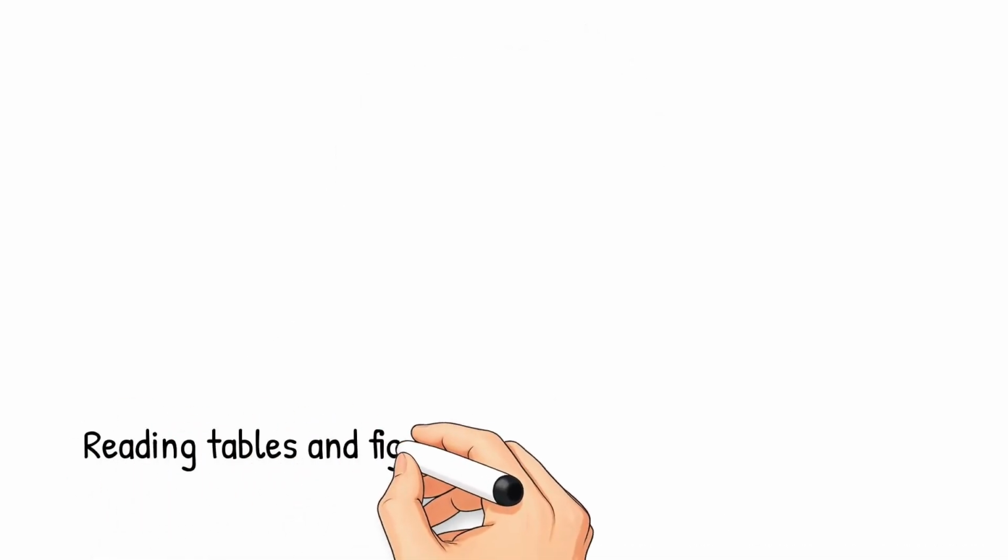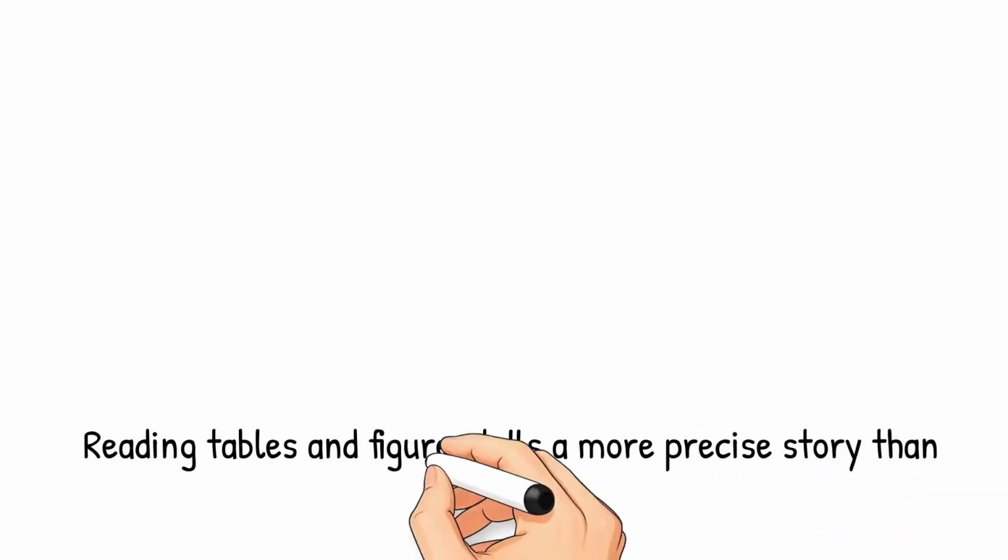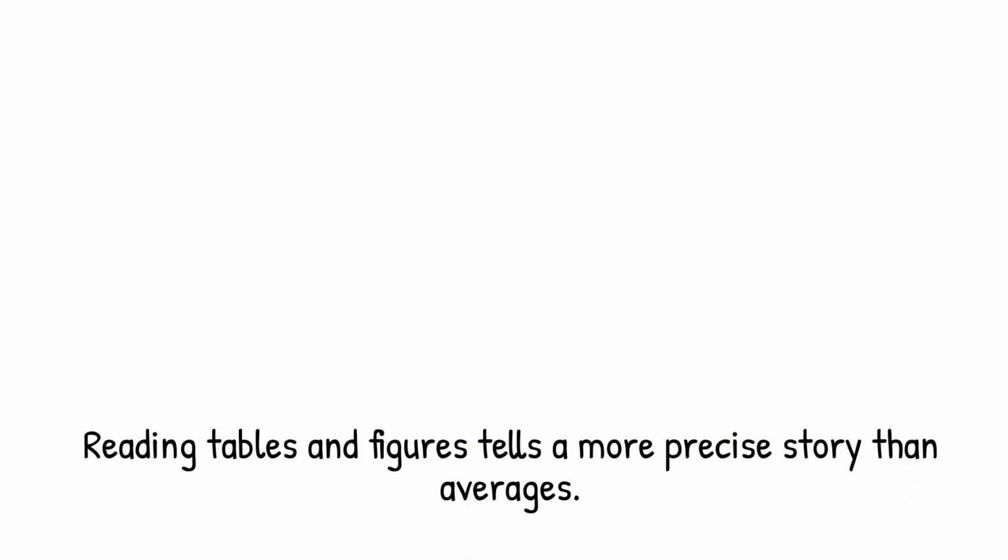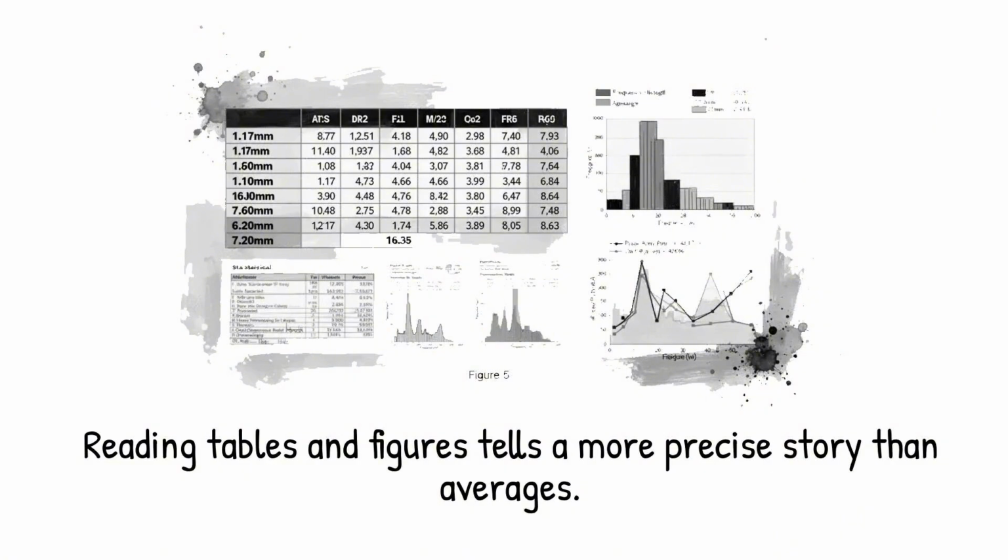Fourth, reading the tables and figures. Here's where the frequency tables tell a more precise story than the means alone. The range runs from 1.17 millimeters to 7.20 millimeters. A 6 millimeter spread is hiding behind one average. Figure 5 shows the real distribution.